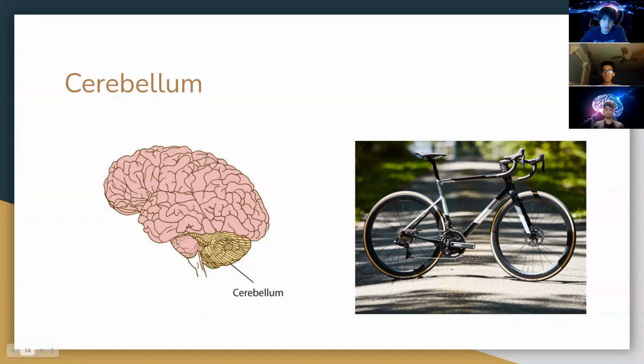This part of the brain is important for motor learning and for your balance. You would not be able to ride a bike or walk without falling over without the cerebellum. So this is a very important part of your brain.